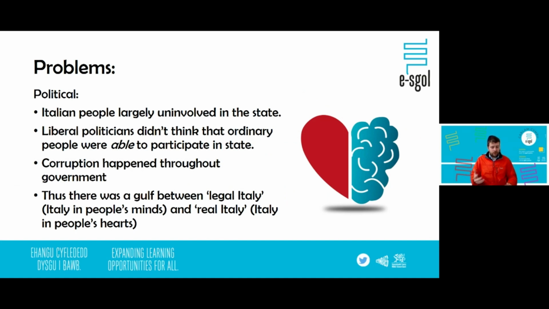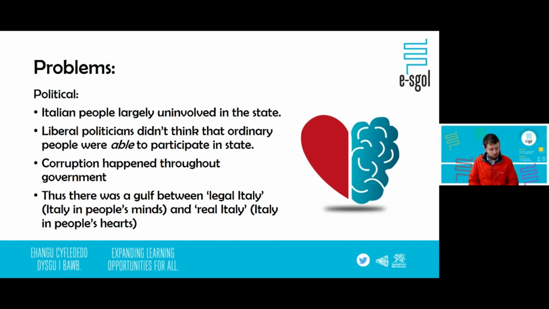Politically, there are some big problems. The Italian people were largely uninvolved in that state, largely uninvolved in that parliament, in that government. And that's because liberal politicians didn't think that ordinary people were able to participate in the state. And able being italicized there for a key reason, right? This is what they talked about at the time. They weren't clever enough, they weren't bright enough, they weren't able to make decisions.